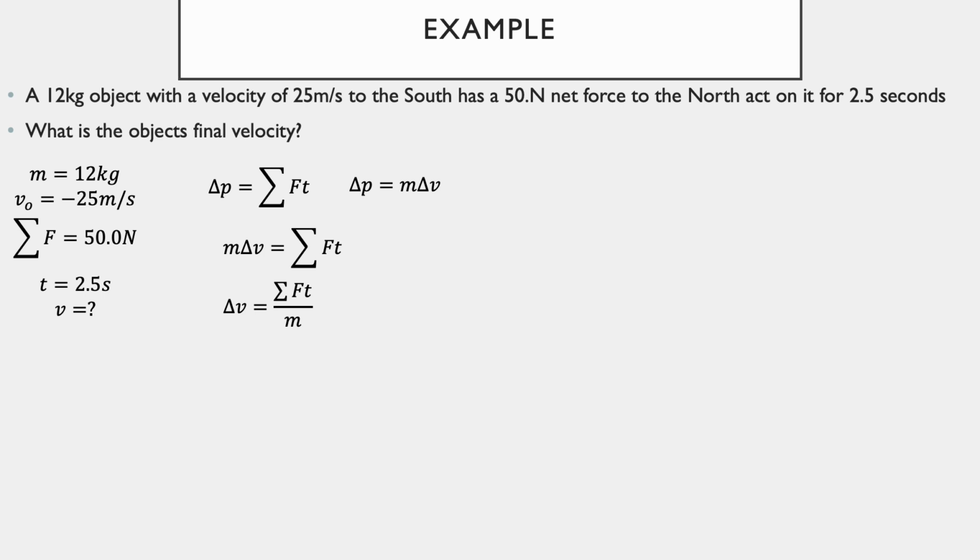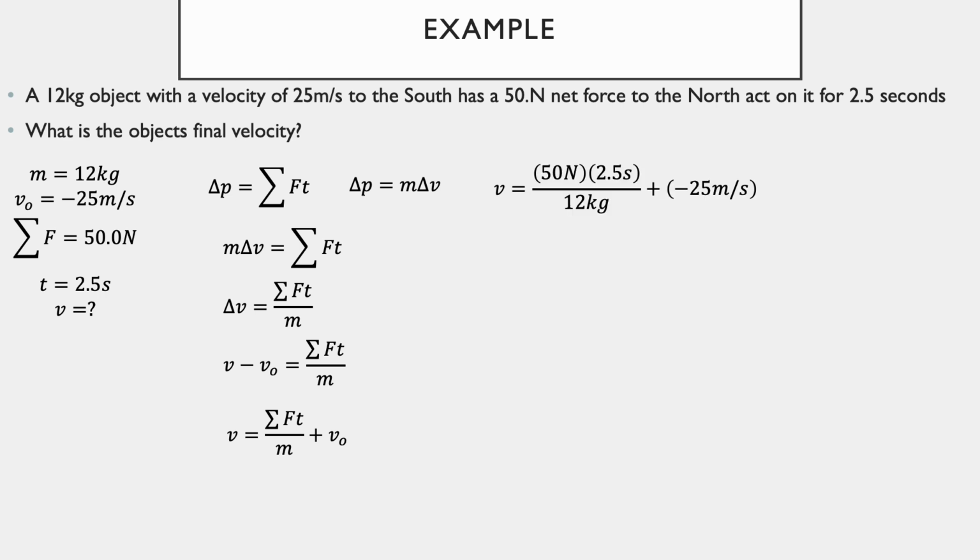Now our change in velocity we know is our final velocity minus our initial velocity, so we can move the initial velocity to the other side by adding it to the other side of our equation. At this point, we have rearranged to get what we're solving for on its own, so I would substitute our values in, and then calculate and put to the appropriate amount of significant figures. So we get a final velocity of negative 15 meters per second. Alternatively, because it's negative, we know it's going south, so we could have said 15 meters per second to the south.